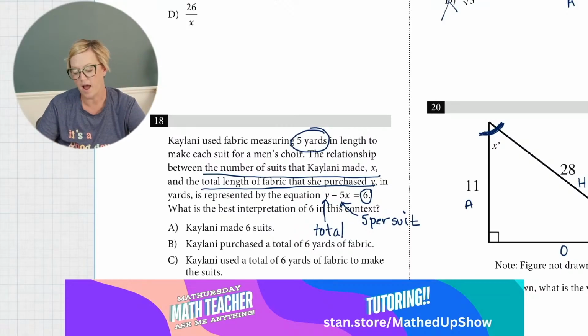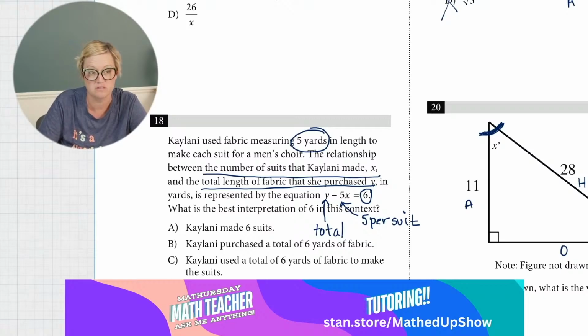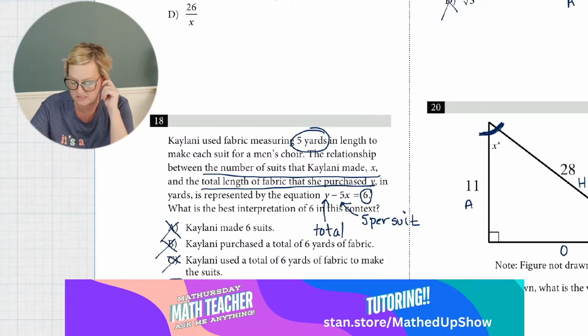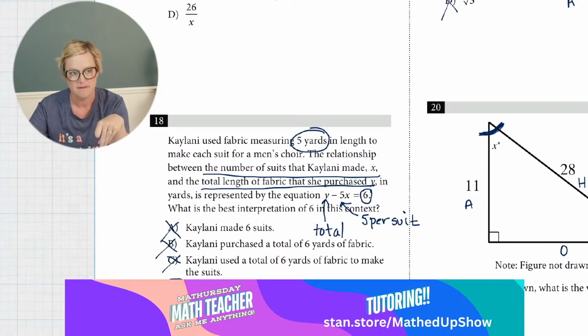So that means that Y, our total amount of fabric that we bought, is 6 more than how much she used for all of the suits. Okay, so we don't know that she made 6 suits. We don't know that Y is 6 because it's Y minus 5X is 6. Right? We know she uses 5 yards to make a suit. So the answer here is D. Okay, so Kaylani purchased 6 yards more fabric than she used to make the suits because it's your total minus how much fabric she needed for the suits, which is 6. Okay.